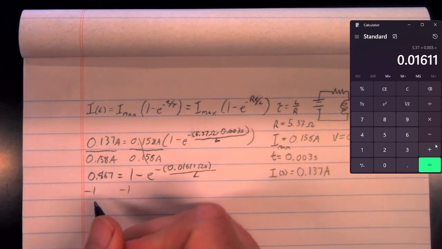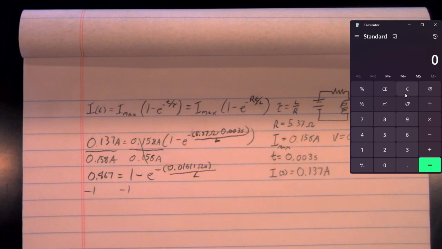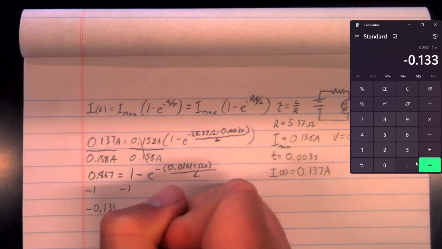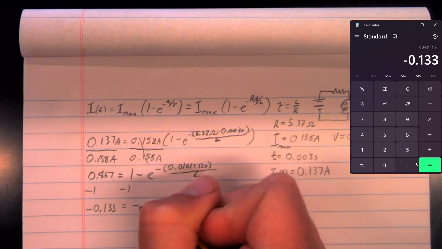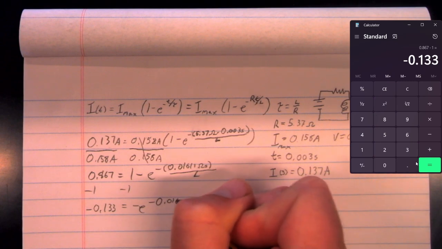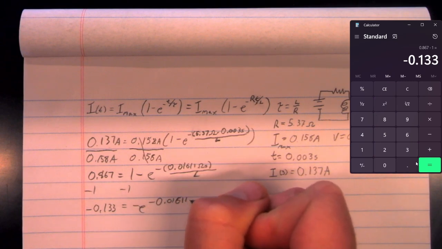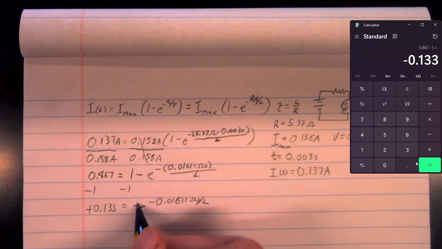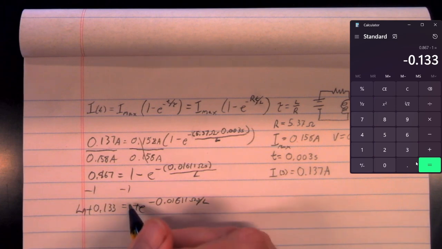So we get, I guess we'll just do this explicitly. 0.867 minus 1. So negative 0.133 equals negative e to the negative 0.01611 ohm seconds divided by L. So obviously these negatives cancel. I'll take the natural log of both sides.